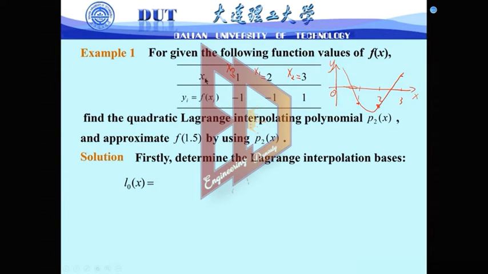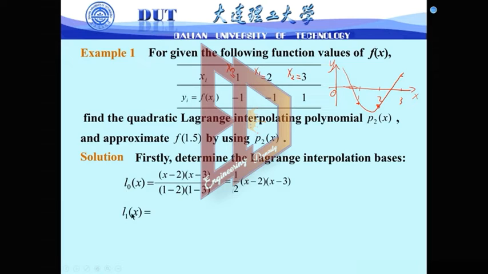I just show you the discrete points. For L0, the numerator should be x minus the other nodes. This focuses on x0, which is 1, so the other nodes are 2 and 3: (x minus 2) multiply (x minus 3). What is the denominator? Just replace x by x0, which is 1, so it is (1 minus 2) multiply (1 minus 3). You should understand the rule, then you can write it quickly. 1 minus 2 is minus 1, 1 minus 3 is minus 2, so the denominator is 2. So L0(x) is 1 over 2 multiply (x minus 2)(x minus 3). Simple, right?